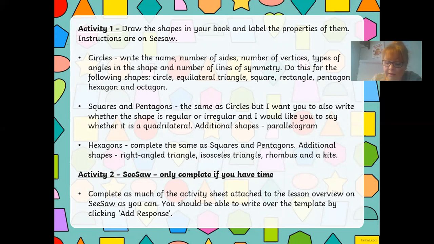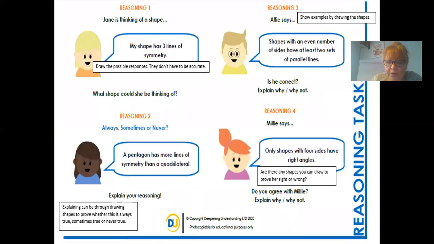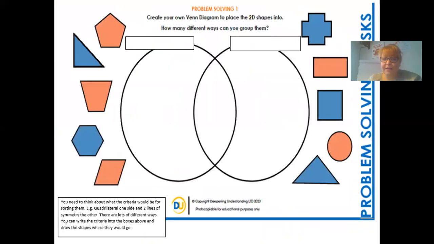Then there is an activity 2, which looks like this, and these are the ones that I want back. So I've added some extra notes on there for you. So you can draw onto these, all right? You can use the pen tool and draw on them. Okay, so you need to answer fluency 1, 2, and 3. Reasoning 1, 2, 3, and 4. And then there's a problem solving one.